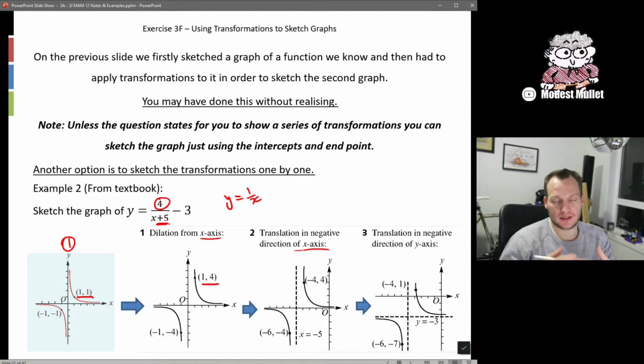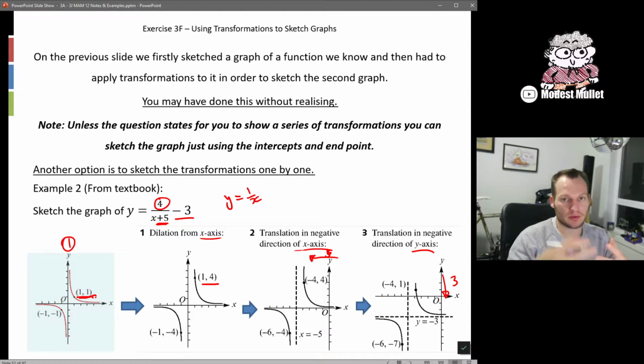We then translated in the negative direction of the x-axis. We see the x plus 5. We know that's actually a negative translation along the x-axis. We've gone 5 units, everything is being moved 5 units that way. And then lastly, we have a negative direction of the y-axis. We've gone down 3, so all coordinates have then moved down 3 units. So if you know some initial coordinate points, you can apply all those transformations and get there.